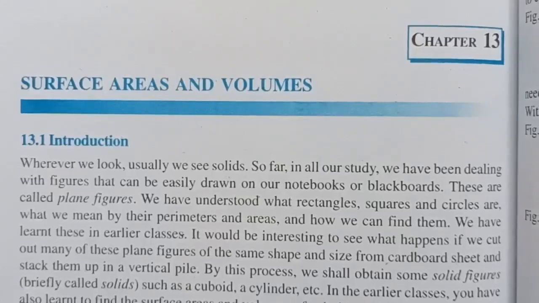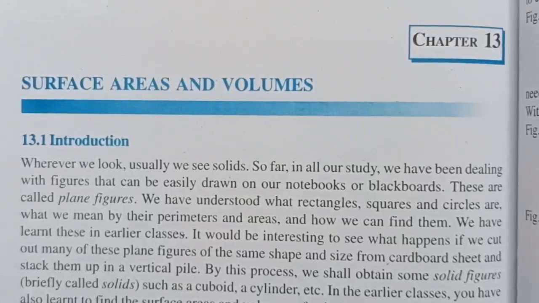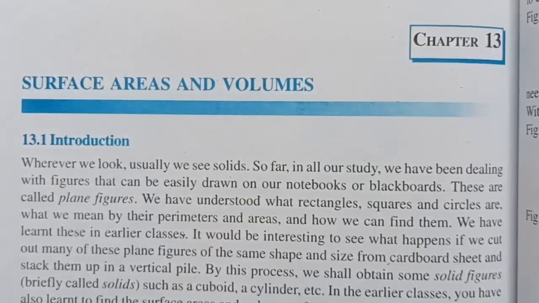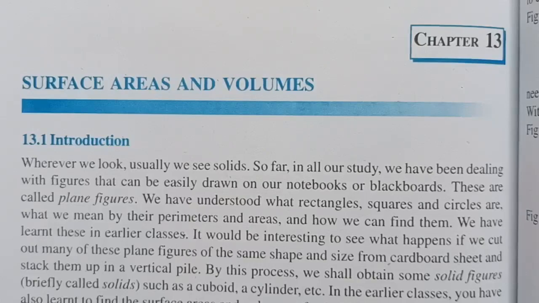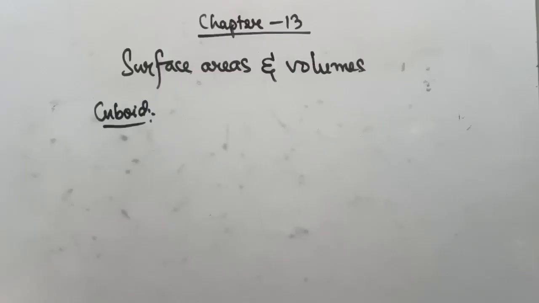Welcome back, students. Today in this session we are going to study chapter number 13, surface areas and volumes. In this chapter you are going to study about surface areas and volumes of solid figures like cube, cuboid, cylinder, cone and sphere. By cylinder and cone we mean the right circular cylinder and the right circular cone. So let us first study the surface areas and volumes of a cube and a cuboid.